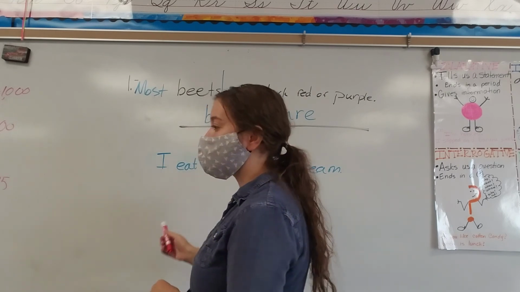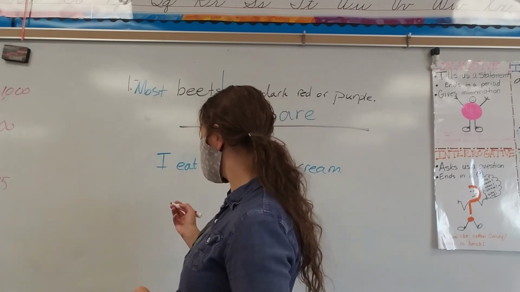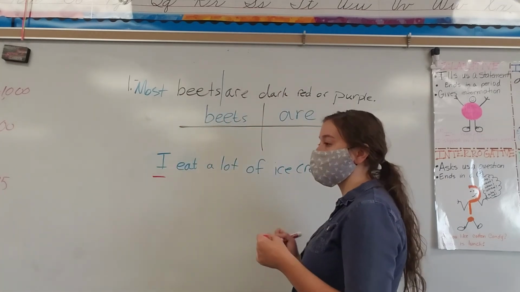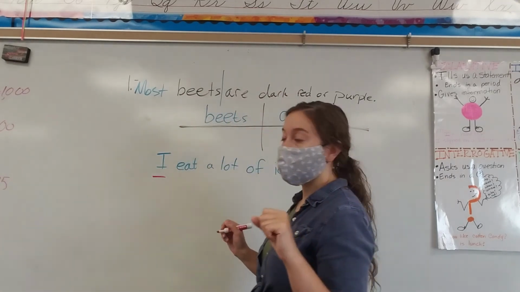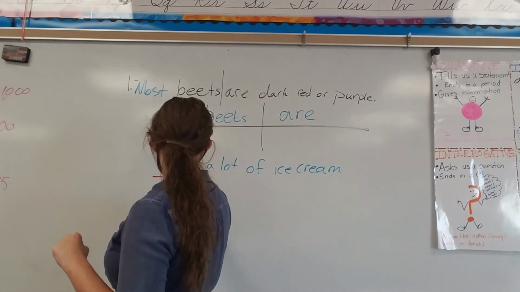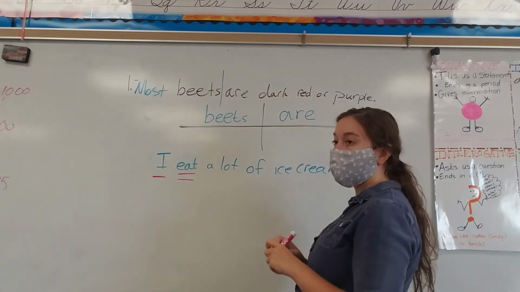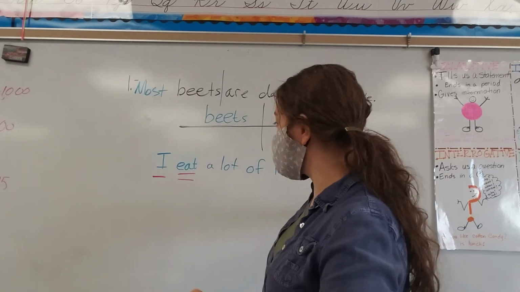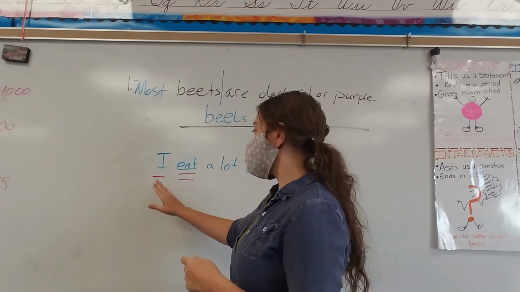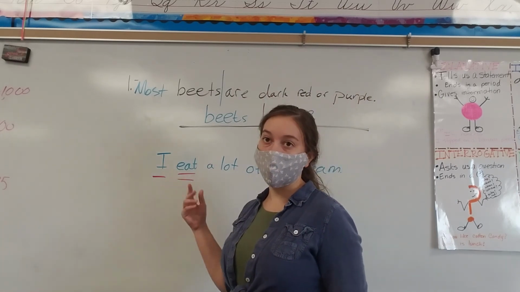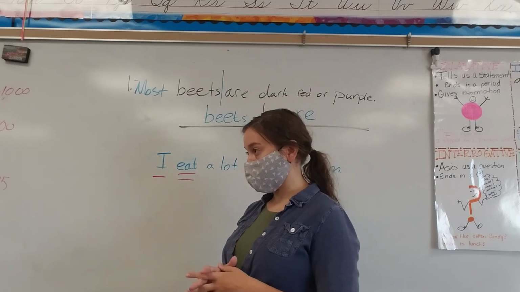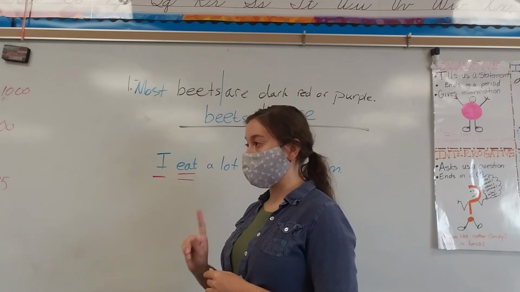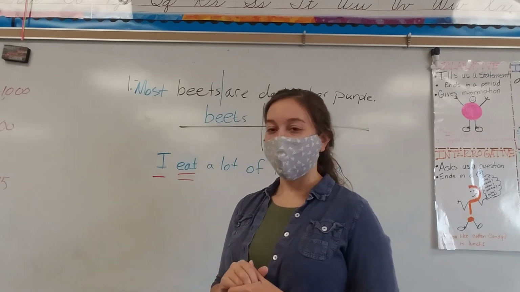What is my subject in my sentence, Bella? I. I'm going to underline that once. What is my action or my simple predicate, Mary? Eat. I'm going to underline that twice. Okay? Does that make sense? Did I write a complete sentence? Yes. Did I underline my parts? Yes. Do you have a question? Is it about this, or do you need something? Okay, 1 second.